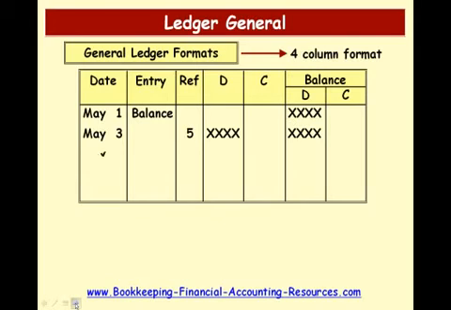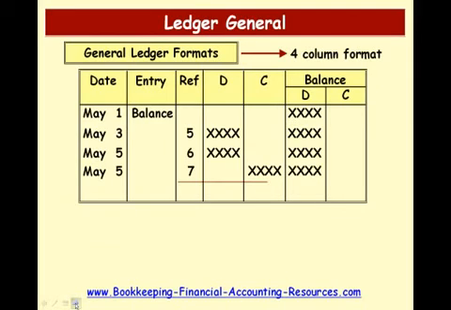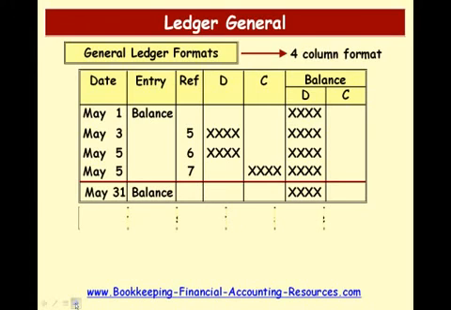You can see that after each transaction is posted to the account, we calculate the balance of that account, which is very convenient. Again, on May 5th, we record the posting from the general journal. And for credit, we also record on the credit column, then calculate the balance at the end of the accounting period, and also when the transaction was posted. And we have a balance at the end of the accounting period.